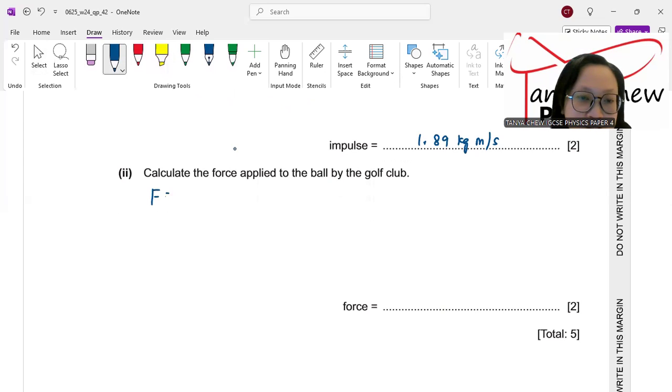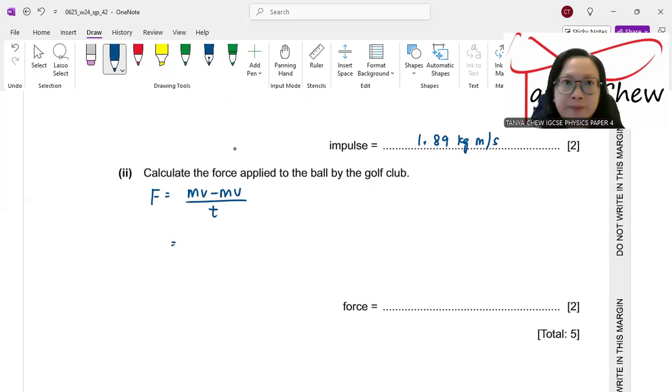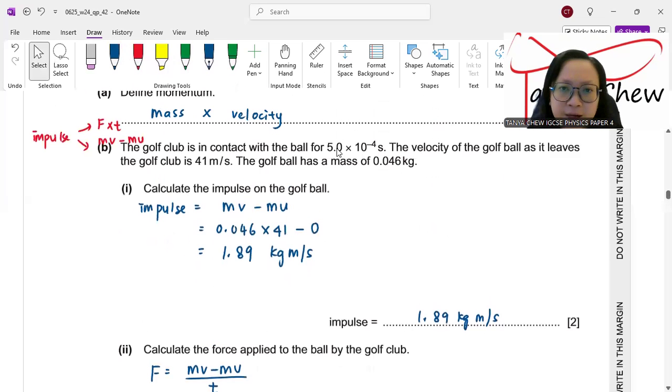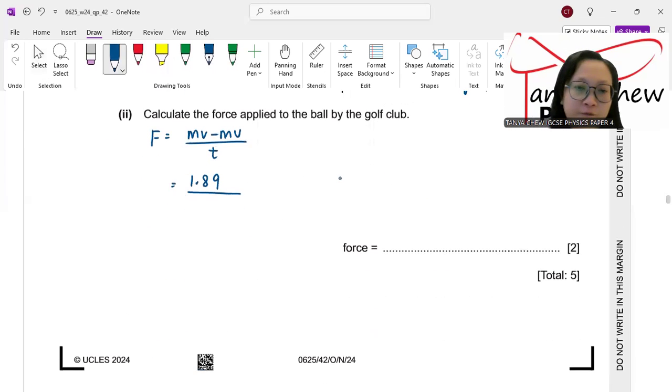So force is equal to rate of change of momentum. Rate of change, that means change of momentum divided by time taken. So change of momentum, I already have the answer. So I just put 1.89 and the time, which is given as 5 times 10 to the power negative 4.